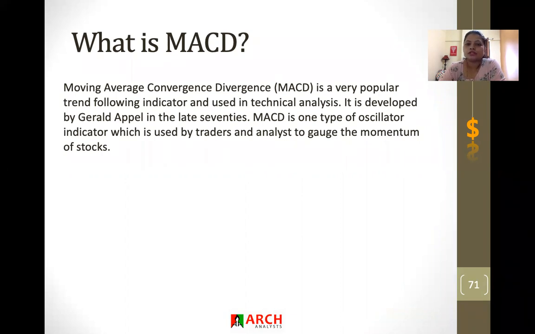This is a very popular trend following indicator used in technical analysis for confirmation. It's a lagging indicator, so you cannot use it as a predicting tool. It was developed by Gerald Appel in the late 70s, and MACD is one type of oscillator indicator used by traders and analysts to gauge the momentum of a stock.